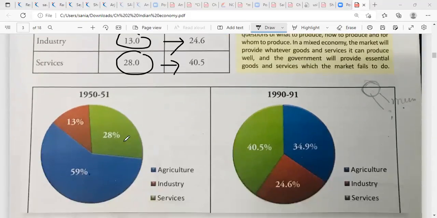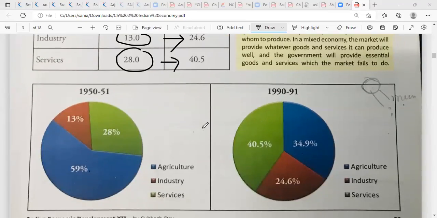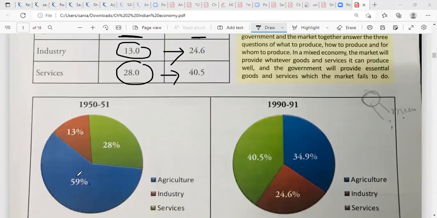So basically, this is a graphical representation, sorry, pie diagram, where you can see 59 is agriculture, 28 is service and industries, 13, and here it changed.